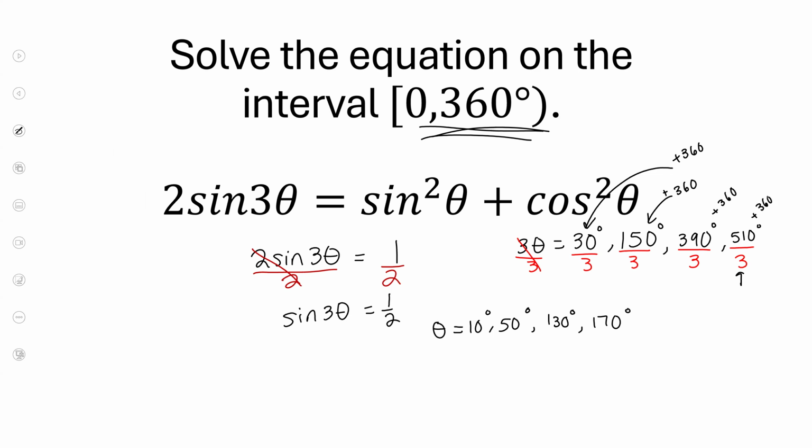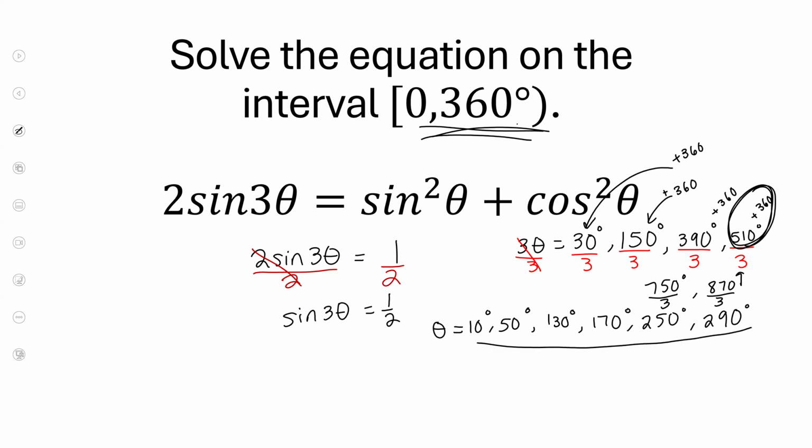What's 390 plus 360? 750. Divide that by 3. You got 250. Thank you. And 510 plus 360? 870. And then divide it by 3. 290. Okay, I'm just going to let you know that's the last solution. You guys see how all of these are within 360?